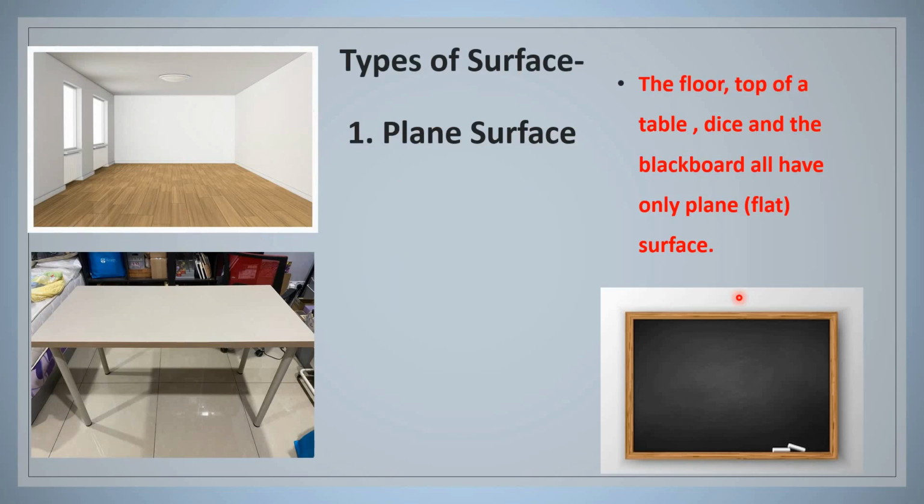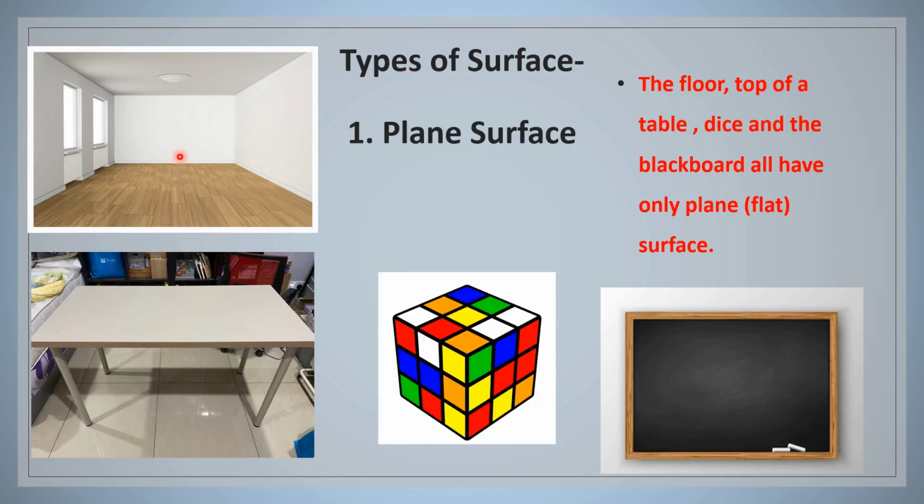So we are going to study the types of surface. The first type of surface is a plane surface. Now what is a plane surface? The floor, top of the table, dice and a blackboard all have a plain flat surface. Plane surface means a flat surface which is plain and flat. You can see in the examples here, the first one is the floor. Now you can see this flooring in the brown color. It is a flat surface. There are no curves anywhere. It is a plain flat surface. So therefore that is one of the examples of plane surface.